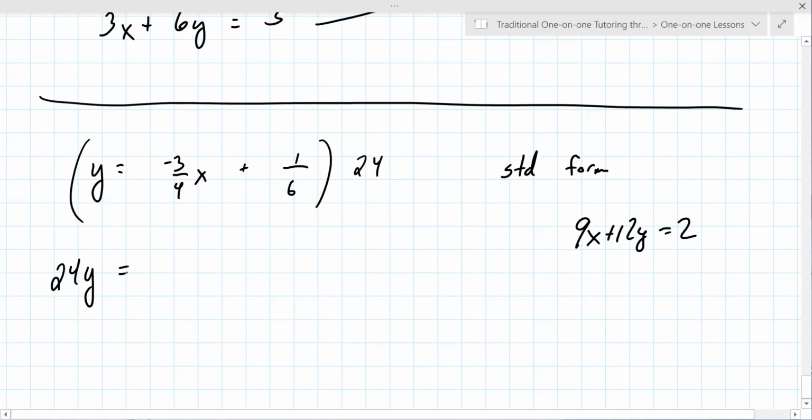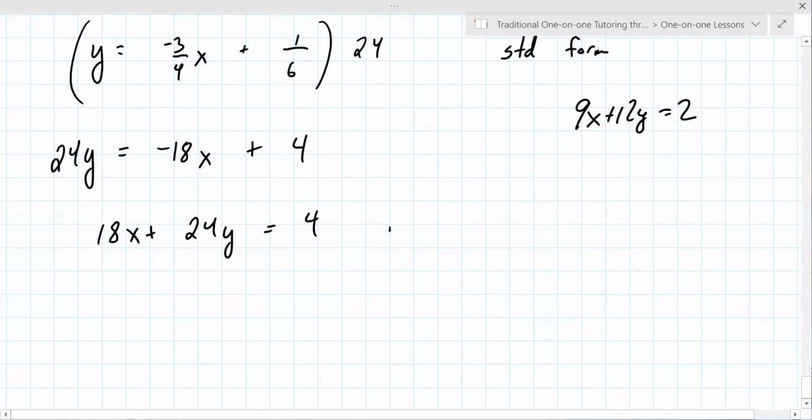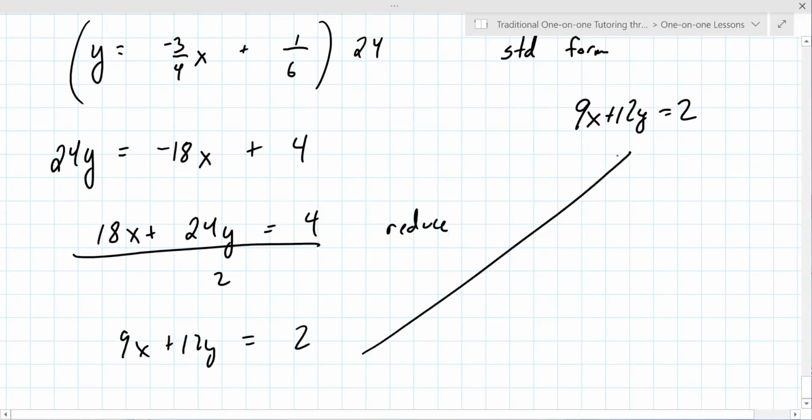24y equals negative 18x plus 4. And then I move this over, so I get 18x plus 24y equals 4. But then I have to reduce. So I divide everything by 2. 9x plus 12y equals 2. Yes. If you do happen to use a bigger number, you just have to notice that all of them can be reduced. Reduce it, and then you'll still get the right answer.